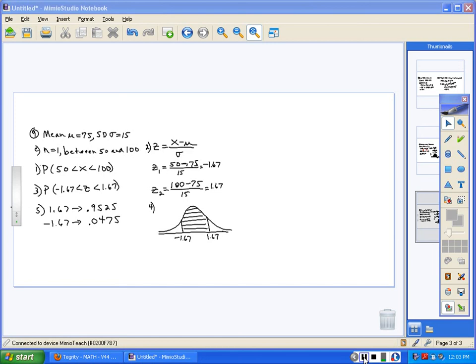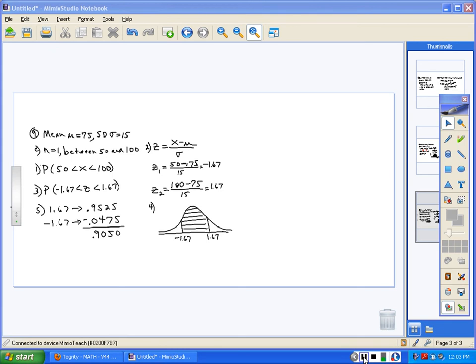You subtract. It doesn't matter if both of the z-scores are positive or both of the z-scores are negative or one's positive and one's negative like we have here. You always, always subtract. So 0.9525 minus 0.0475 is 0.9050.